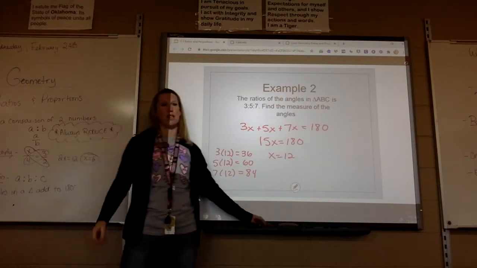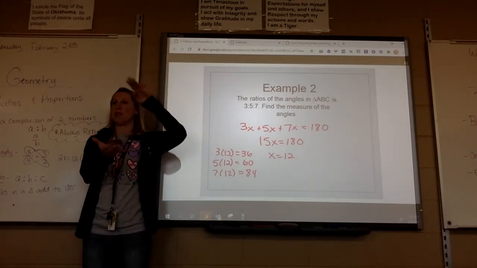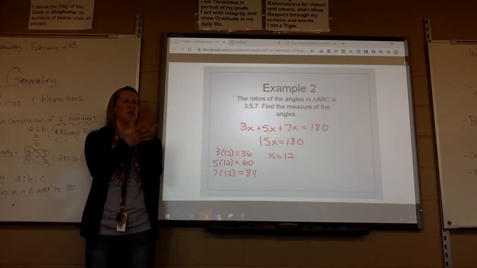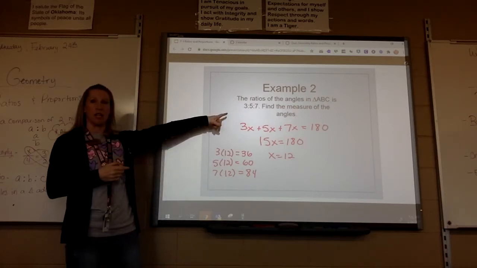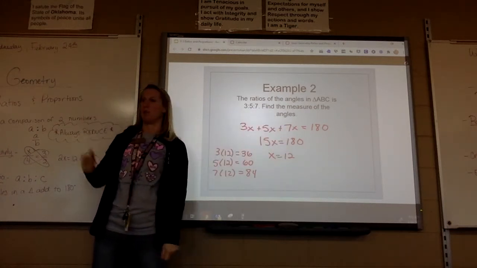So that's how you're going to do the extended ratio problems. So a regular ratio, you just compare two numbers. Most important thing, reduce, reduce, reduce. Extended ratios, put an x next to each of them, add them up, and put it either equal to 180 or the perimeter.